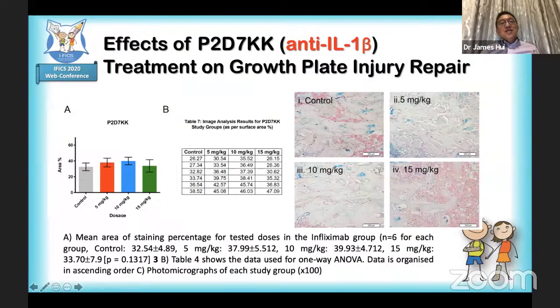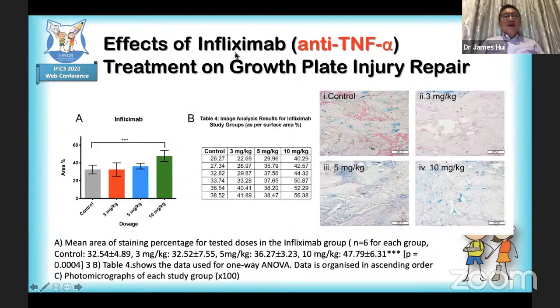So there it goes. I use a P2D7KK, which is anti-interleukin 1 beta. And don't ask me what P2D7 is. It sounds like R2D2 in Star Wars. And I also use an infliximab, which is anti-TNF alpha, and I also try to treat them at day one, or at the inflammatory phase.